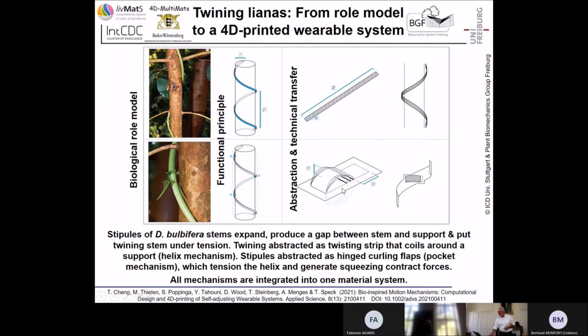And then we combine this with so-called pocket mechanisms, which mimic the stipules, and they have to start later. First, you should have the twining around the arm, and later, when it's twined around, this pocket mechanism should come. And this is possible. I'll show you another example, because we have these layers which hinder water access, delayed, and so on. What did we do then?